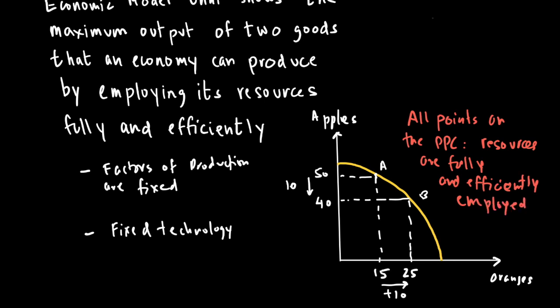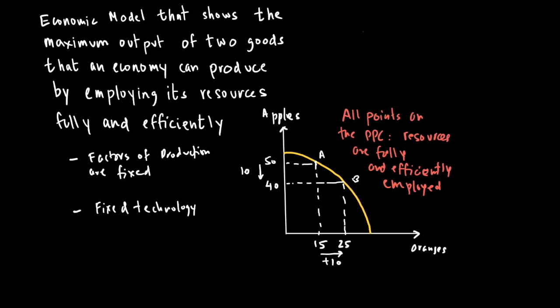Okay, now let's talk about what if you're not on the curve, for example at a point like this one. Let's call this point X. Point X is where you are not on the curve, but below the curve. What does point X represent? Well, point X represents what we call inefficiency or unemployment. Now, let me explain this quickly.